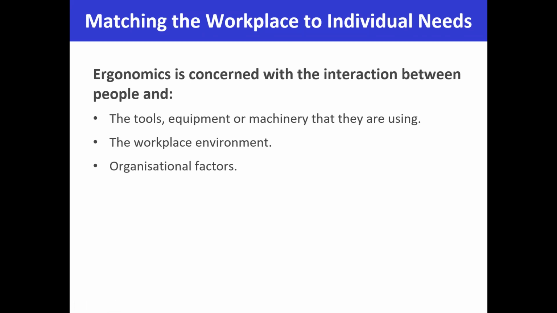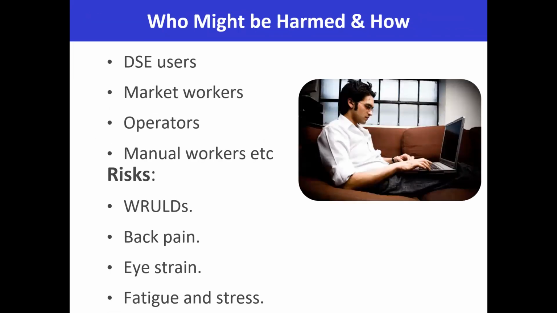So ergonomics is concerned with the interaction between people and the tools and equipment and machinery they are using, the workplace environment, and other organizational factors. So, who are the people who are at risk of being harmed from ergonomic hazards?